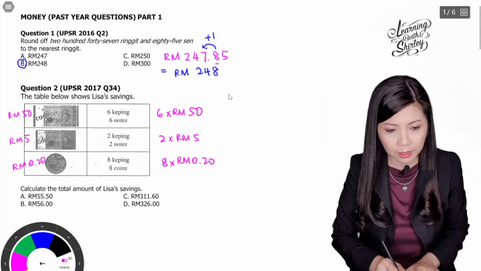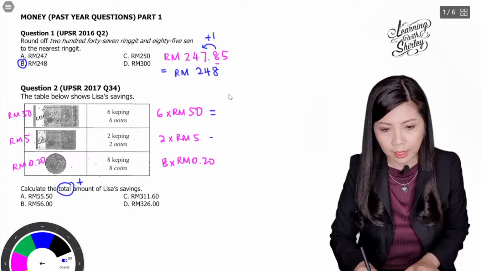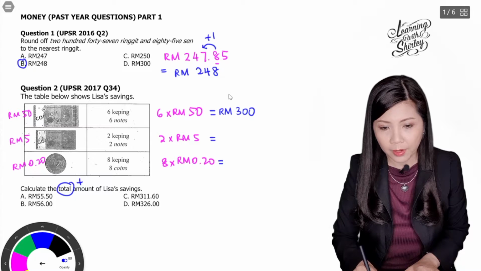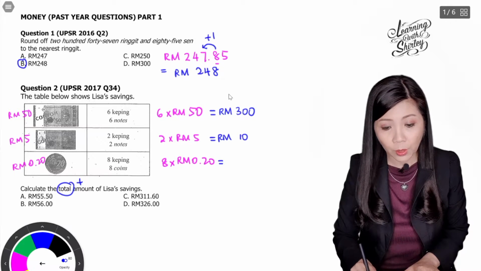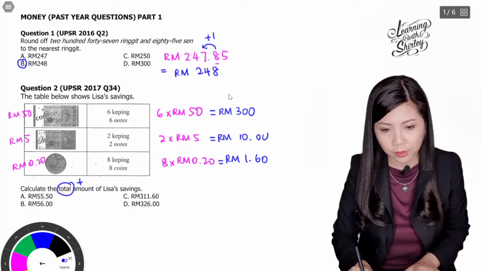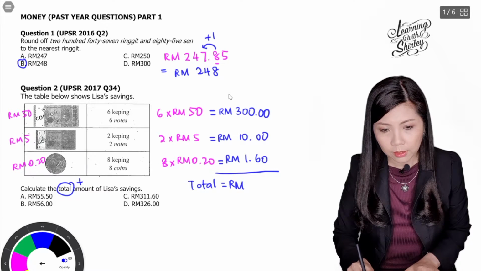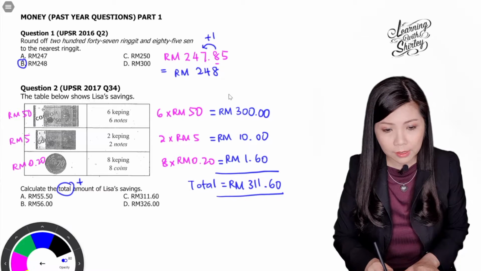Let's calculate this because they're asking for the total. Total means you add up everything. So let's add them up. 6 times 50 ringgit first is 300 ringgit. Then 2 times 5 ringgit is 10 ringgit. And 8 times 20 cents is 160 cents. So we add a 0.00 and add them together to find the total. So this is 60 cents, and the total will be 311. So this is the answer. The answer is C.